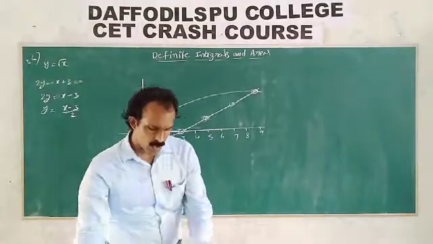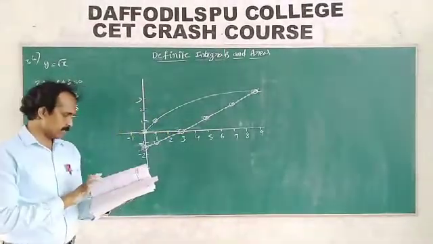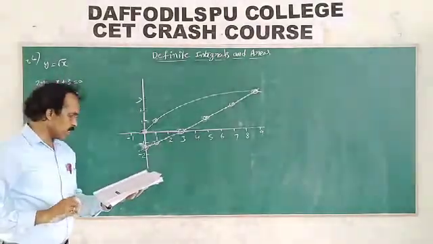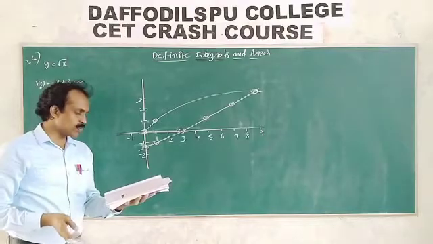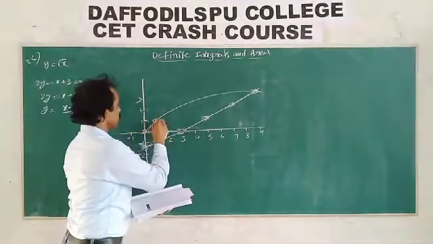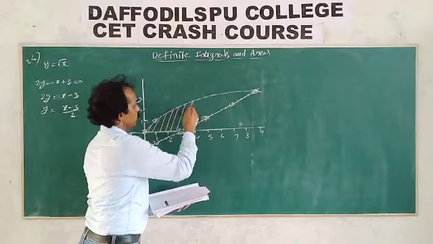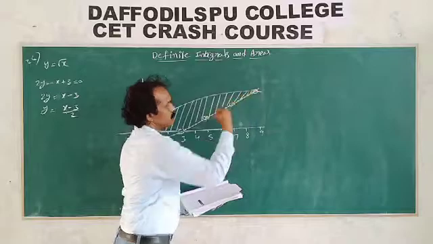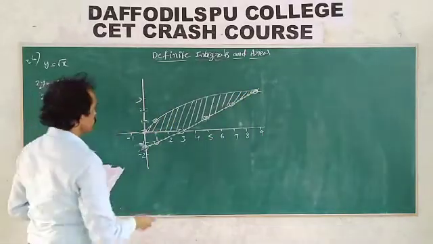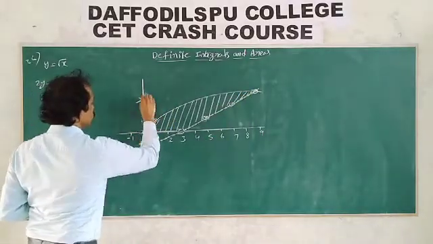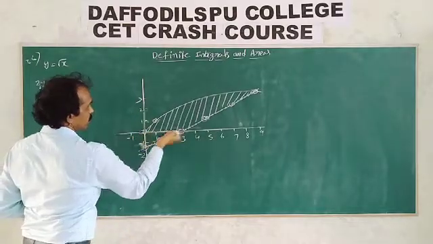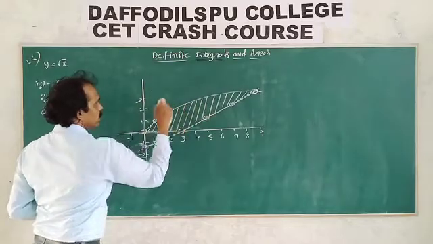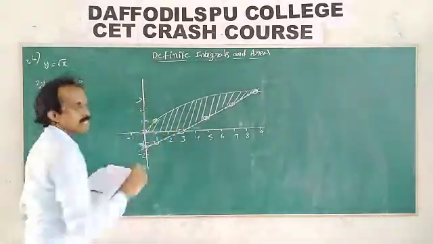And what is the question? The area bounded by the curves y is equal to root x and 2y minus x plus 3 is equal to 0, and the x axis only. You want this area. Clear? So just take the limits of this side, 0 to 3. The line area minus the curve area from 0 to 3, subtract this, you get this area.